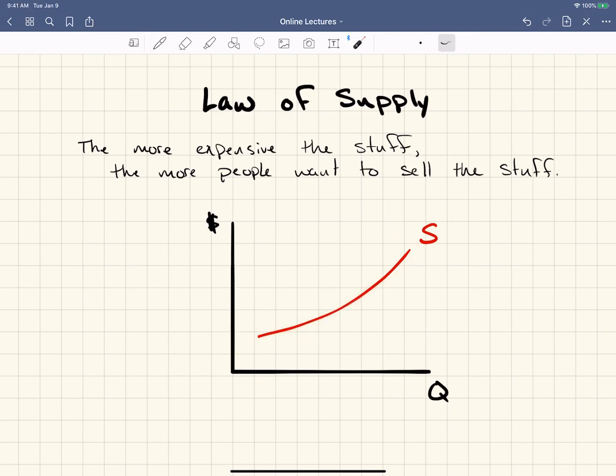If you're trying to remember the difference between supply and demand, remember sup up, supply. The supply curve goes up, supply. Okay, so that's the law of supply. We will continue on in our discussion of supply in the next video.